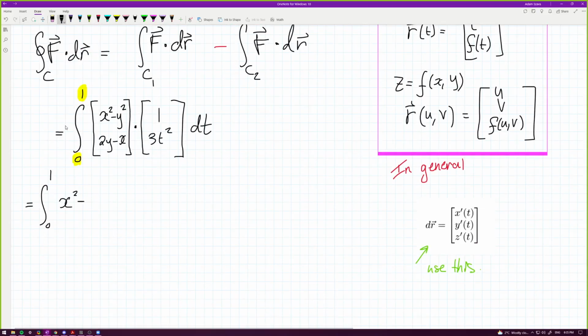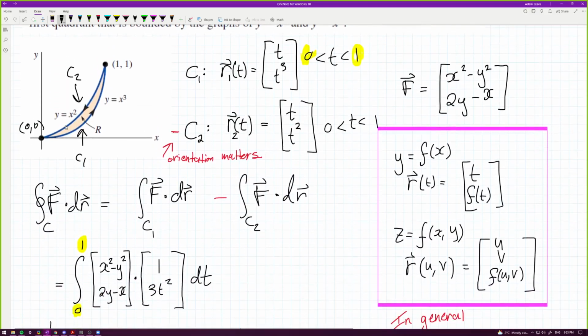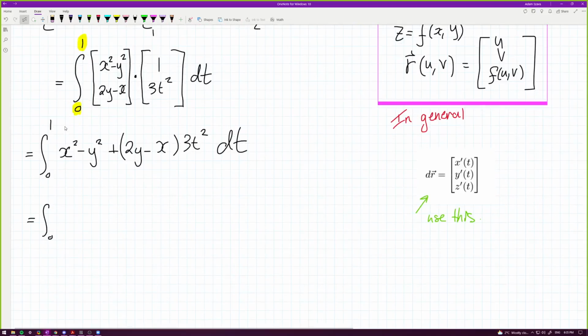Okay, x squared minus y squared, and then plus 2y minus x, and then times 3t. Now the notation is getting a little bit crammed here. So I'm just going to say, okay, well, dt, but I have x's and y's, but I have a parameterization. So I can replace x with t and y with t cubed. So this is really going to be the integral from 0 to 1 of t squared minus t cubed squared plus 2t cubed minus t, times 3t squared dt.